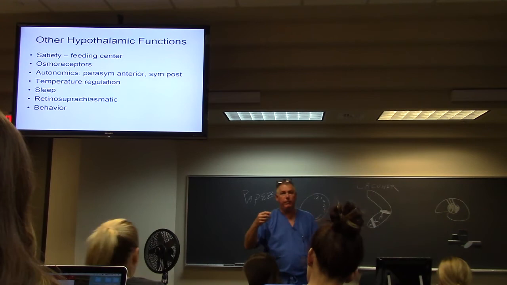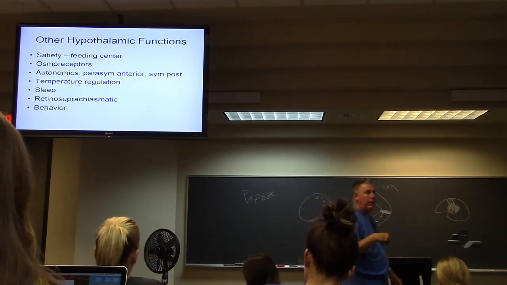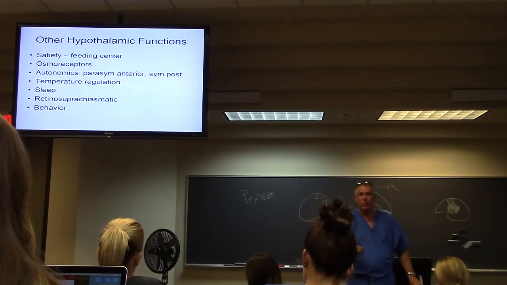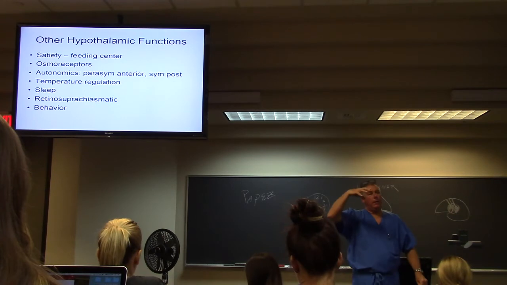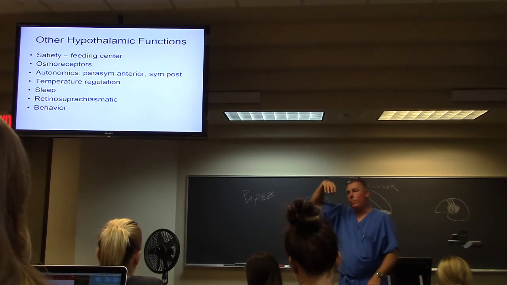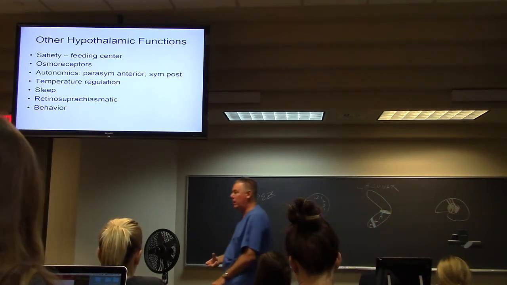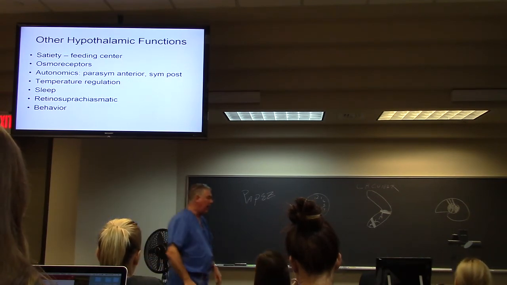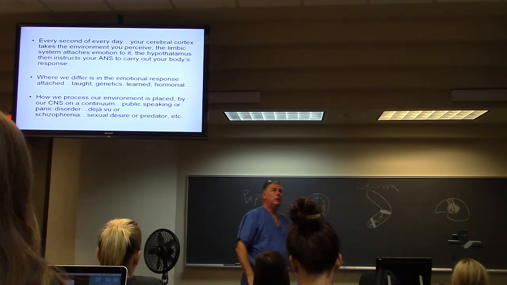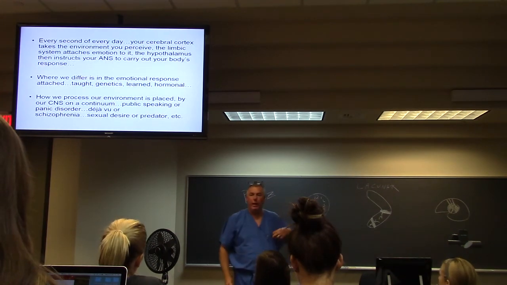Retinochiasmatic refers to the direct projections from the retina to the hypothalamus that I mentioned earlier. And behavior, because your behavior or your response comes through the hypothalamus. So let me explain it this way.